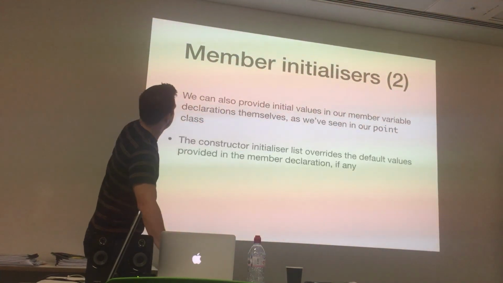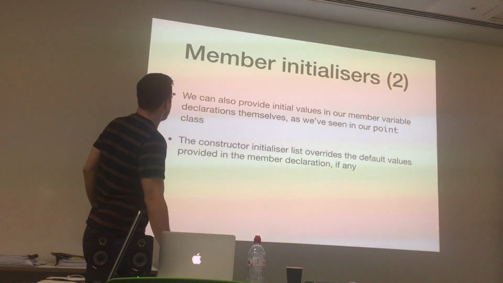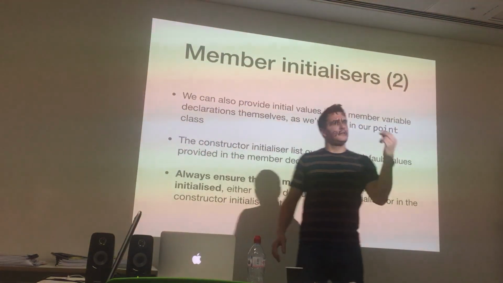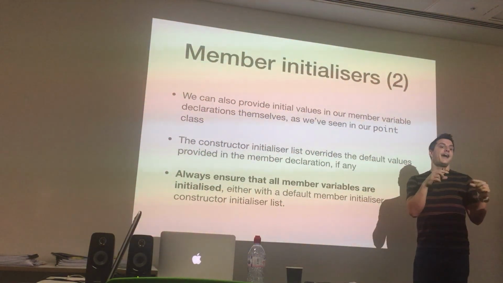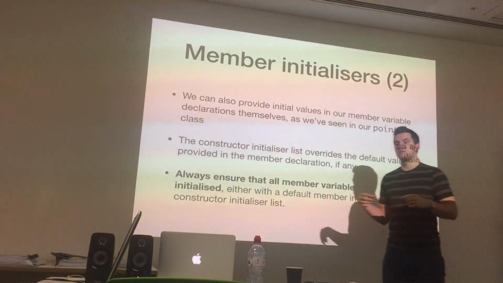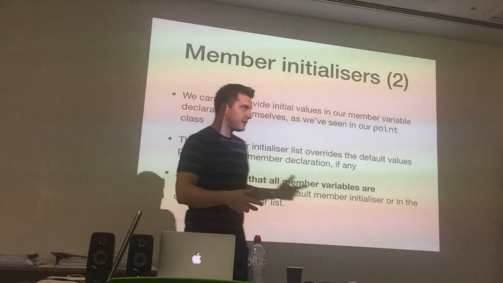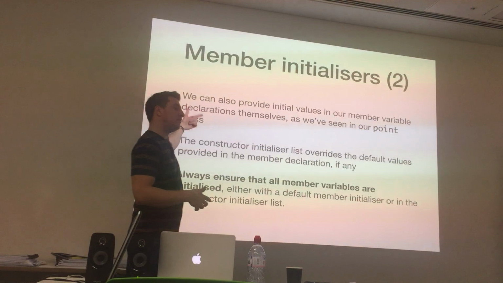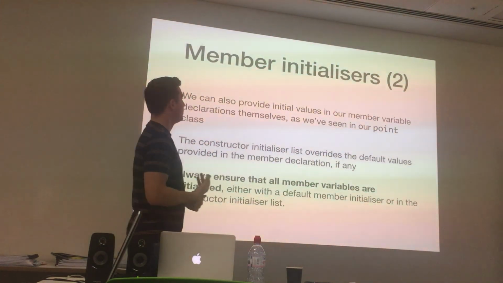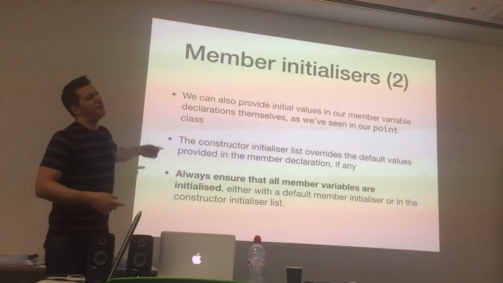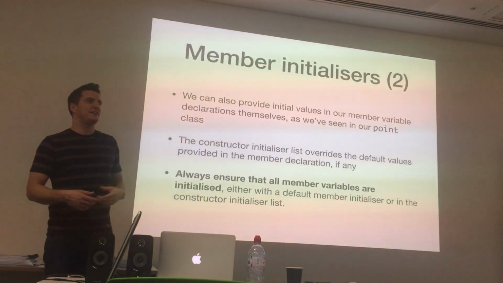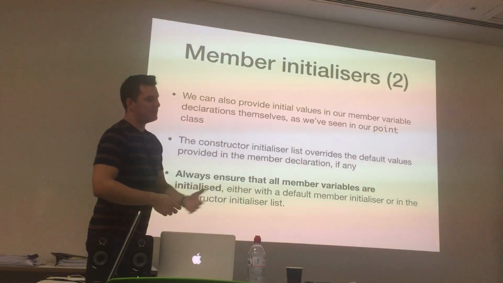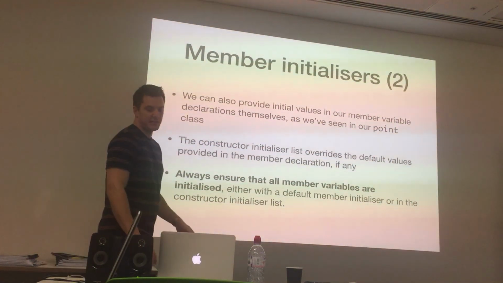Now we've seen this. The point class was a reference to many weeks ago now, so I don't blame you if you don't remember that. But at the point that we declare our member variables, we can provide a default initialization there. That way, if we don't provide something in the constructor initializer list, it'll use the default member initialization. One way or the other, you've got to make sure your members are initialized. Otherwise, chaos will ensue. So either initialize them in the default member initializer or in your constructor initializer list.